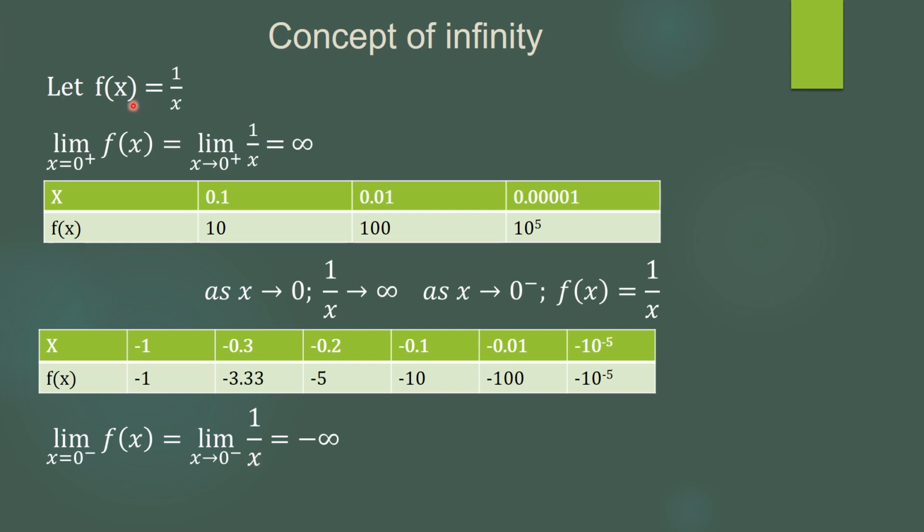So whenever we say that 0 divided by any number is 0, but any number divided by 0 will be either plus infinity or minus infinity. So 1 upon x will be infinity or minus infinity, depending upon x tending to whether it is 0 plus or 0 minus.